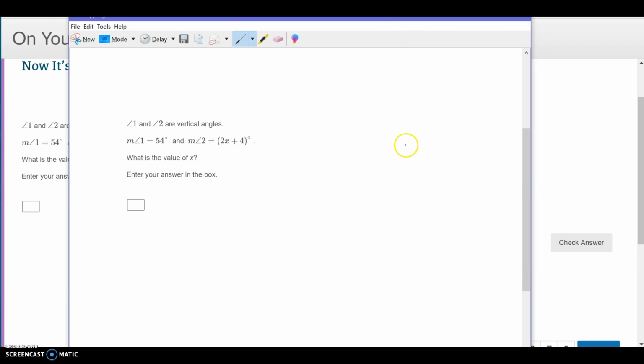All right, measure of angle 1 and 2 are vertical angles. They're congruent, they have equal measure. So we know that the measure of angle 1 is 54 degrees. It tells us that. Equals.